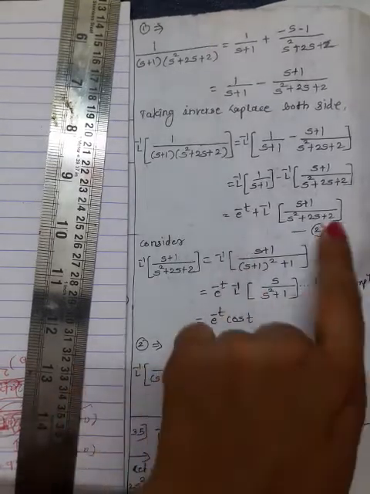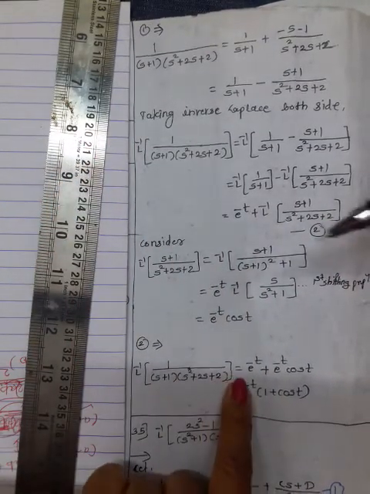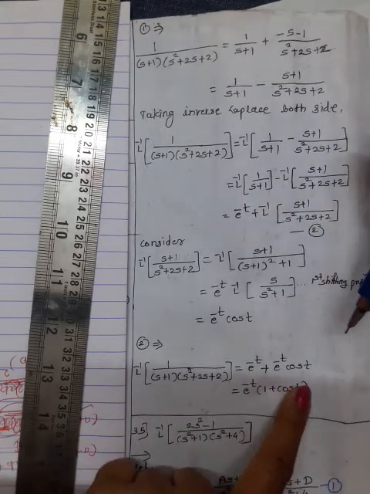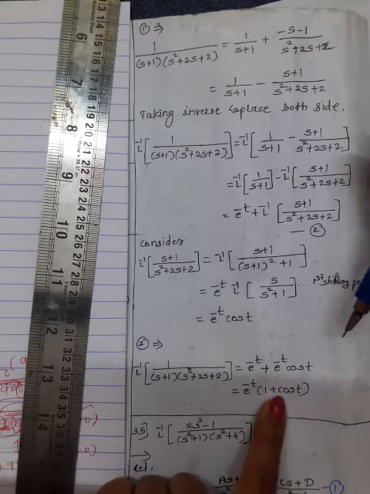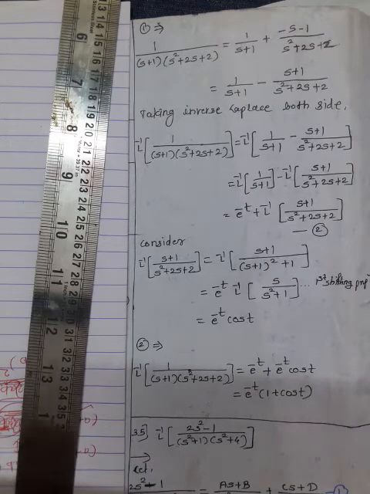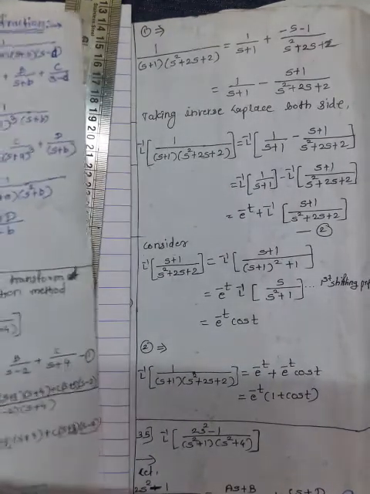Now put this value in here. Our original equation, L inverse of this term, is equal to e raised to minus t plus this answer, which is e raised to minus t cos t. Take e raised to minus t common, we get e raised to minus t times 1 plus cos t. Understand? Now consider the next.